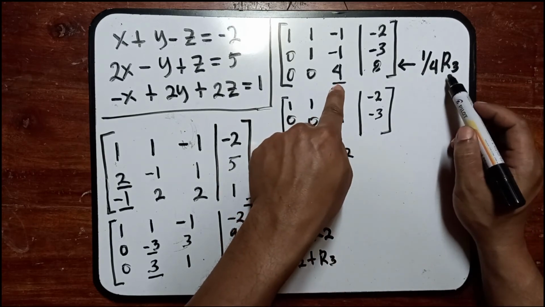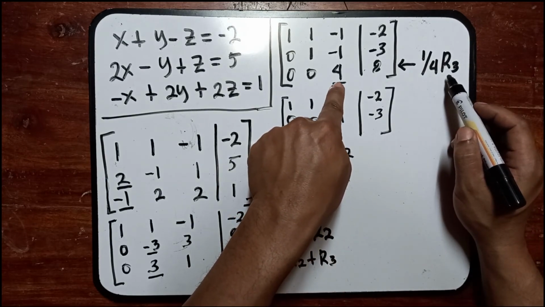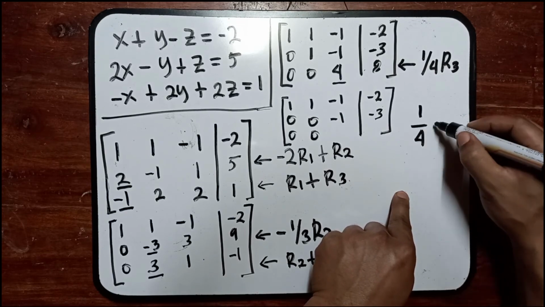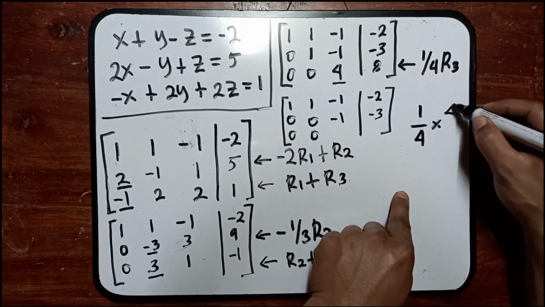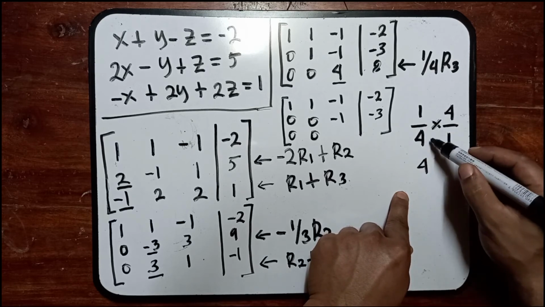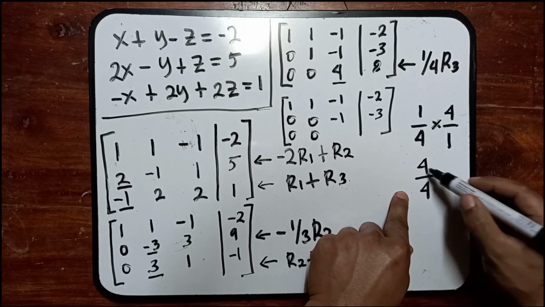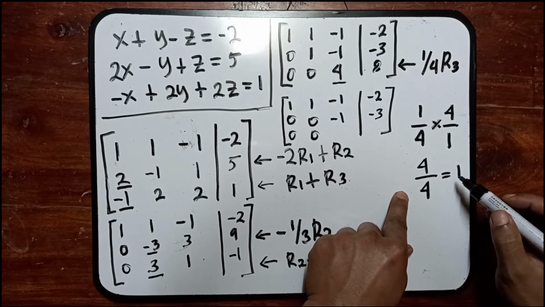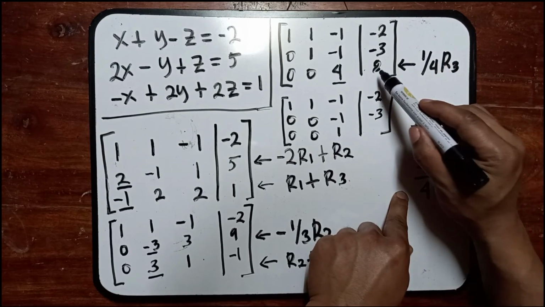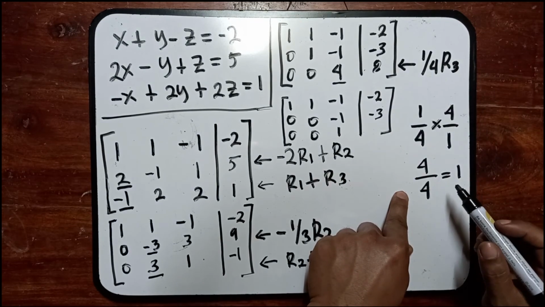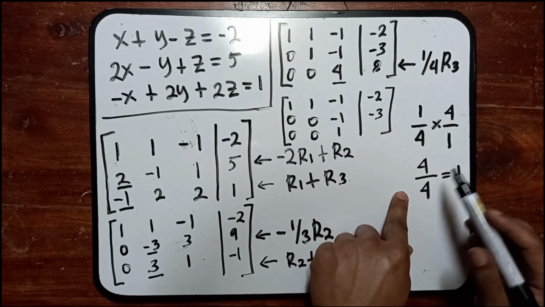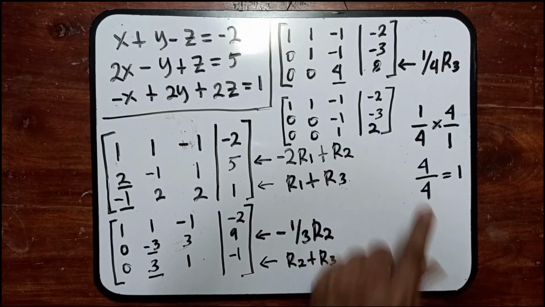1/4 times 4, so this becomes 1. How? So we have 1/4 times 4/1. So let's multiply this, we get 4. And then let's multiply this, we get 4. Let's simplify this, we get 1. So therefore we have 1 here. And then 1/4 of 8 is what? What is the 1/4 of 8? That is 2. Okay?